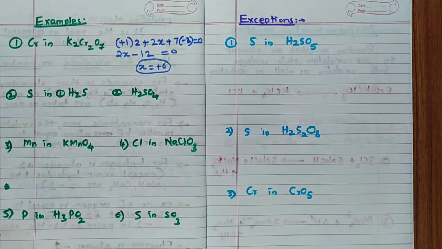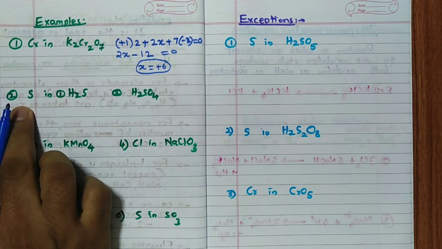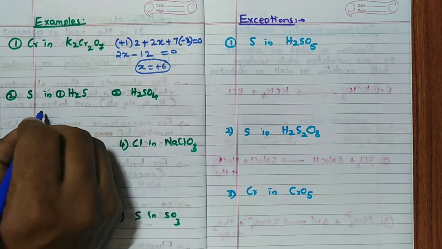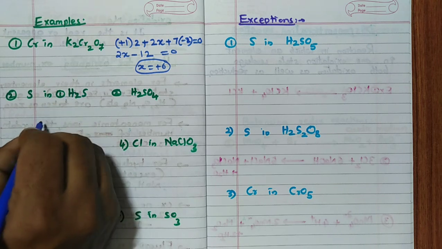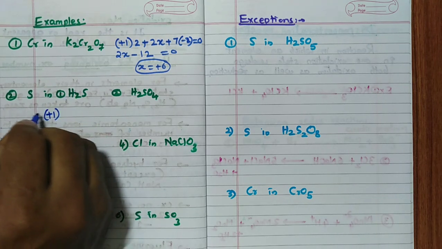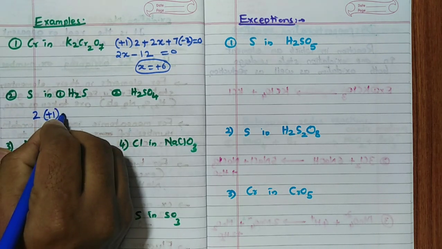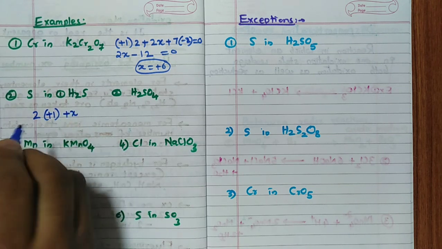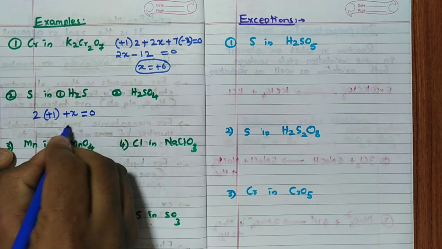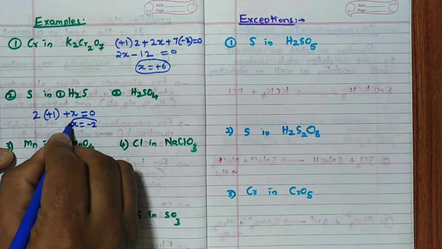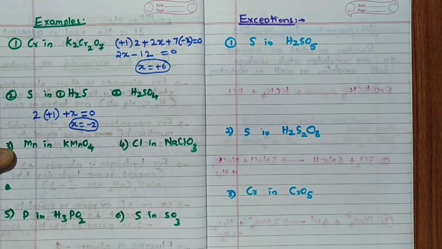See, like this you have to calculate. Very simple. S in H2S, you can see. So H is plus 1 into 2, 2 hydrogens are there. So plus X, I have to calculate. Sulfur is equal to 0. So X is equal to minus 2. Sulfur in H2S is minus 2.